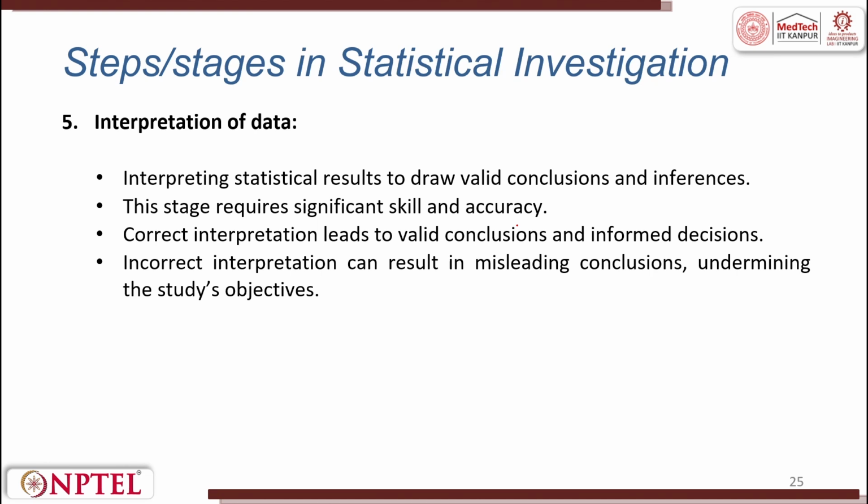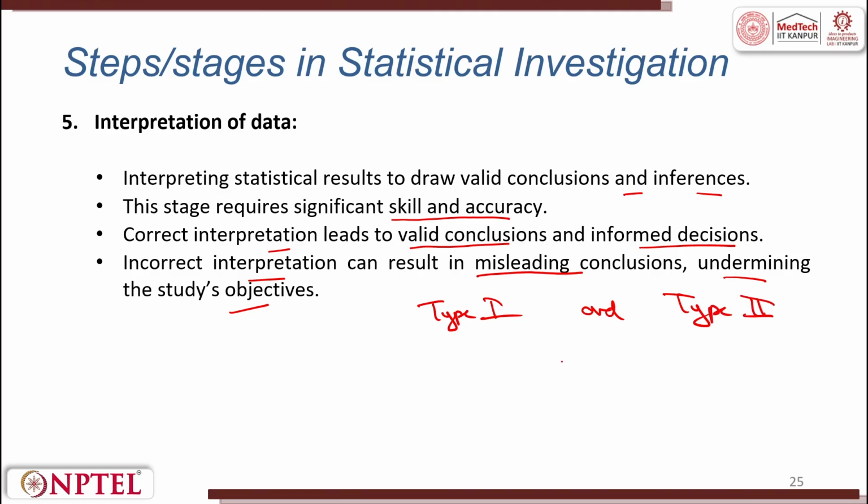Interpretation of data, interpreting statistical results to draw valid conclusions and inferences. This stage requires significant skill and accuracy. Correct interpretation leads to valid conclusions and informed decisions. Incorrect interpretation can result in misleading conclusions and undermining study objectives. I will talk about type 1 and type 2 errors. That is, incorrect interpretation could also result in something not great.